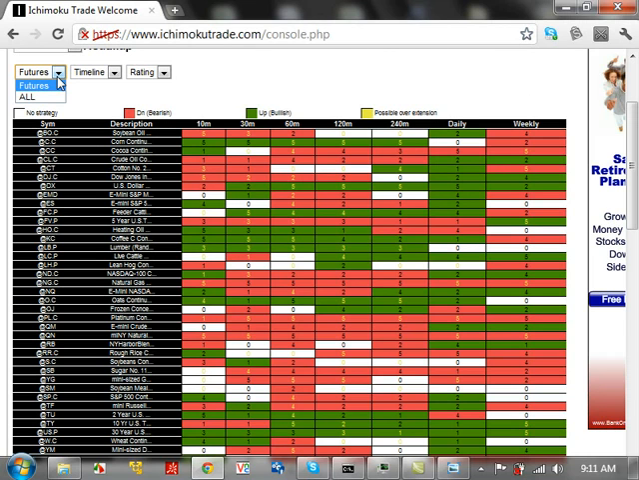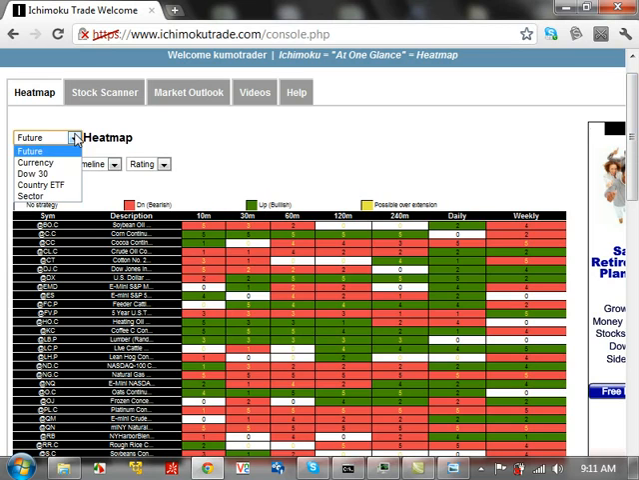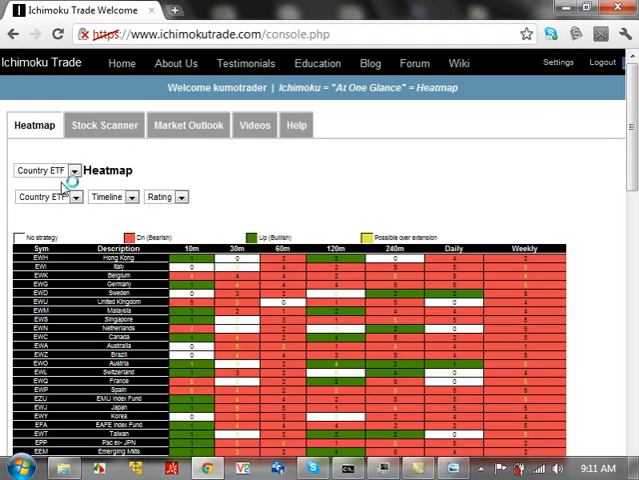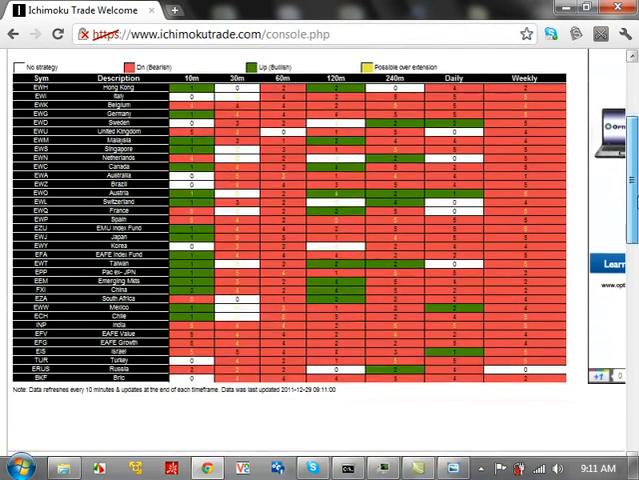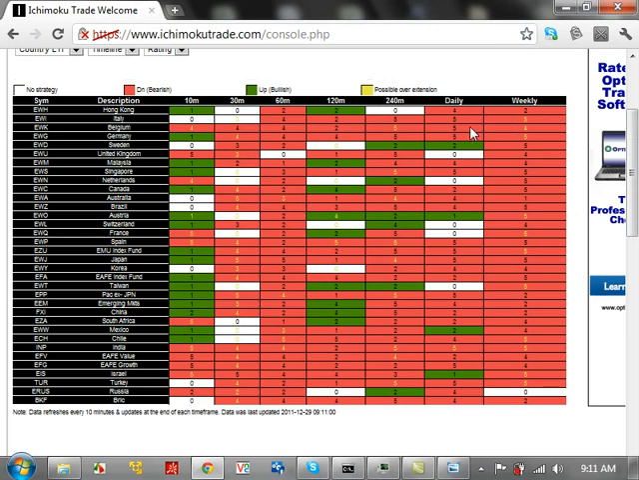Okay, that's the futures. Now if you're on the stock side, you have the ability to go look at sectors, country ETFs, or Dow. Let's go look at country ETFs right now and see what we see. If you look here on the country ETFs, you can see, wow, look at this. Almost everything is bearish. The only one that's neutral is Russia, as you could see. But if you look, all these are basically bearish right now as far as the long-term picture.